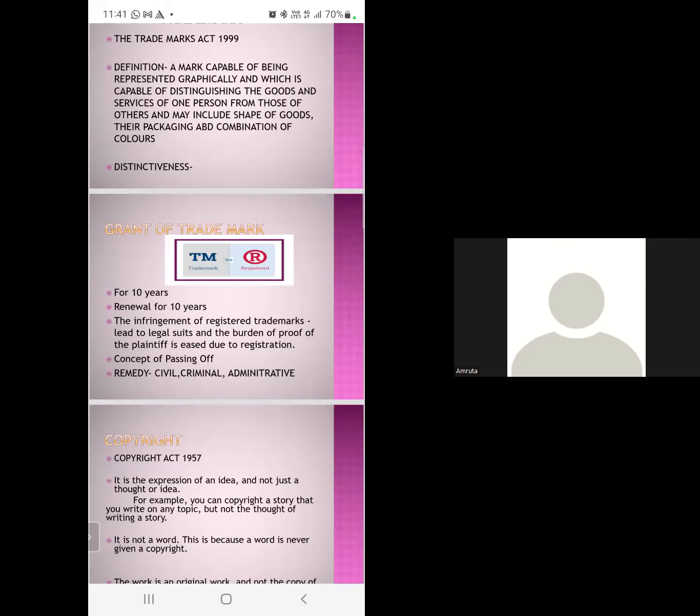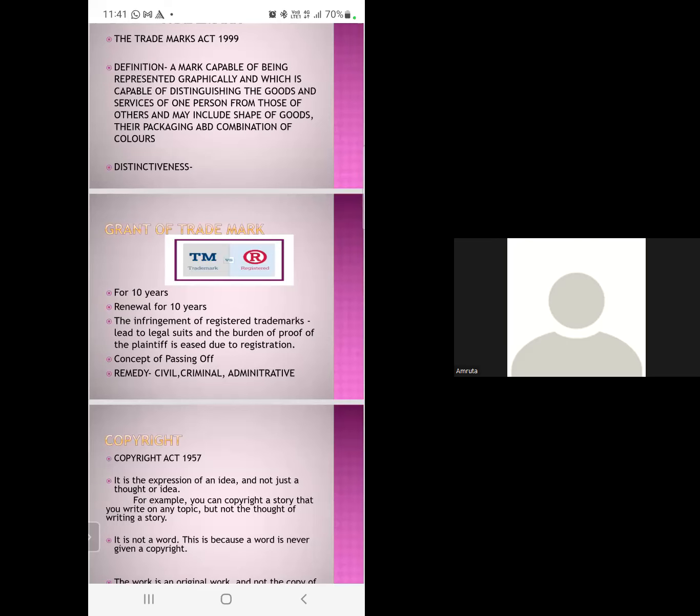This trademark is granted only for 10 years and renewed for 10 years after that. So basically, as you can see, all the intellectual property rights have been protected for a limited period of time. So for patent, it was 20 years. Trademark, it is for 10 years.